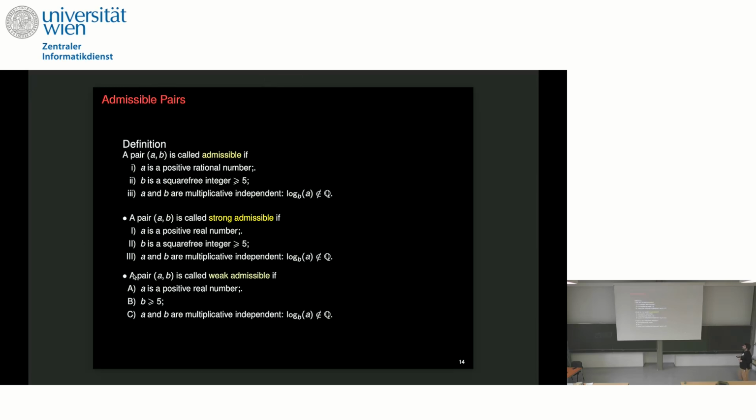Okay, and here we have some restriction. For a to the power n in base b, we call it a pair when a is a positive rational number and b is a square-free integer greater than or equal to 5, and a and b should be multiplicatively independent. In this case, we don't need to care. Actually, we have more possibilities for working. In the last case, a and b should be free.